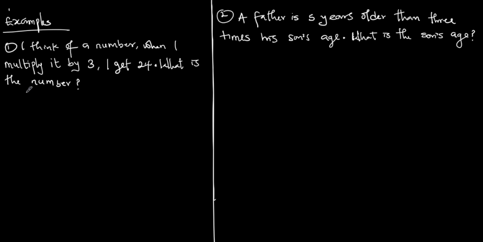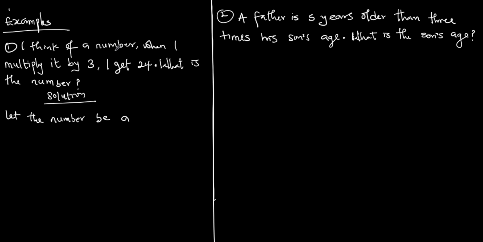So let's represent the unknown. So say let the number, because the number I'm thinking of is the unknown, be any alphabet. We can use A. Any alphabet is fine. Now, the next thing is to translate word to maths. That is, form an equation, right?